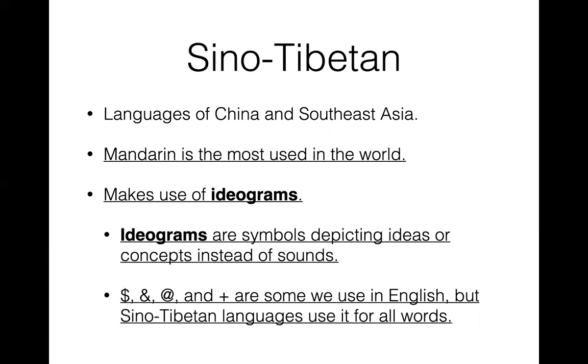We do use some of these in English. They're not predominant. Most of our writing is through sounds. It's phonetic, but we do have a few things like the dollar symbol, right? You don't sound out the dollar symbol. We just know that that means dollar. The @ symbol is one that we see a lot.